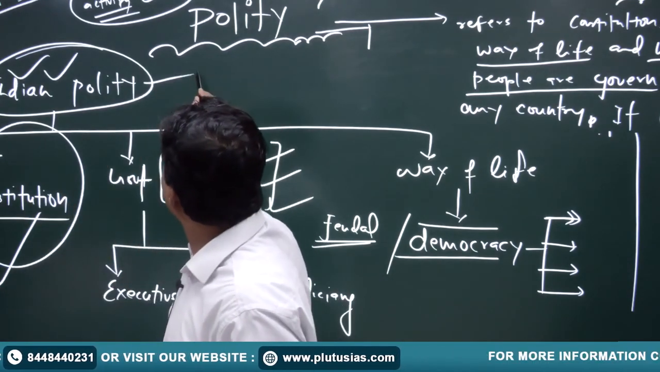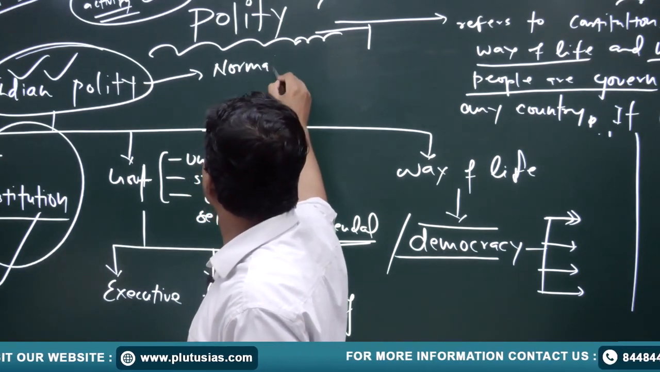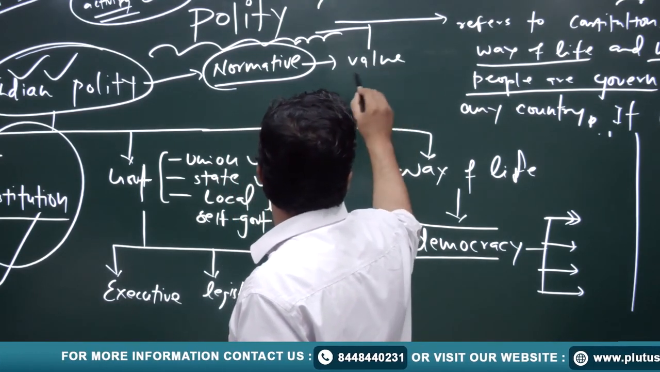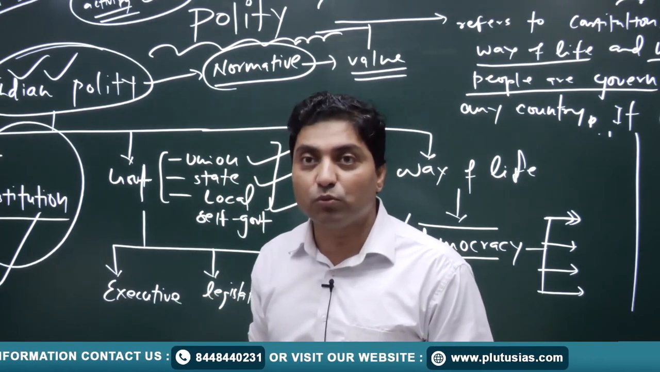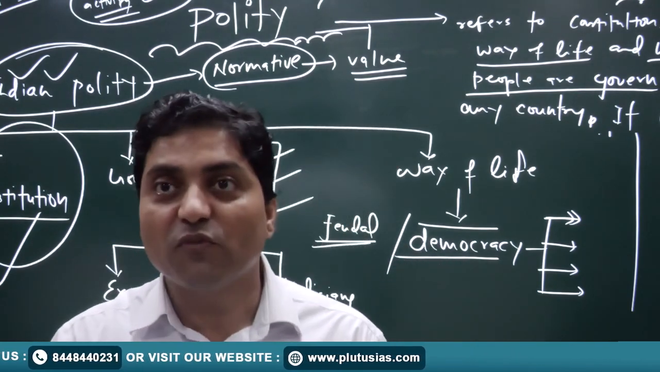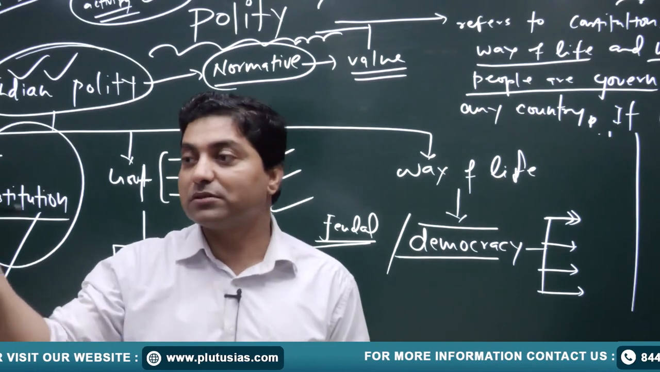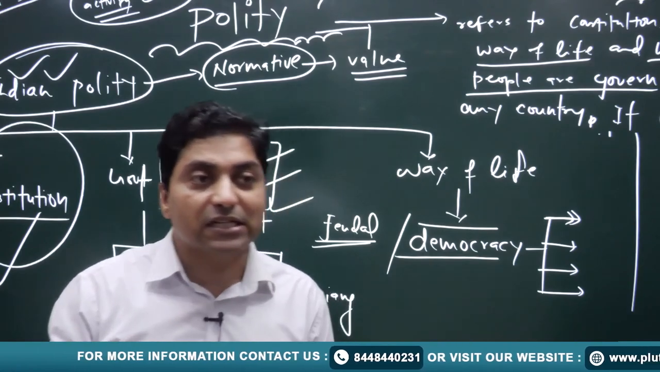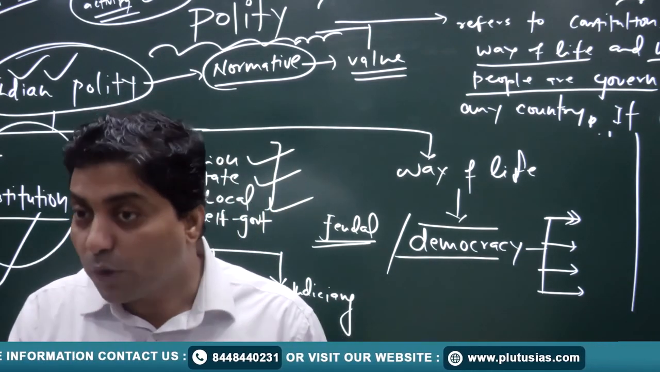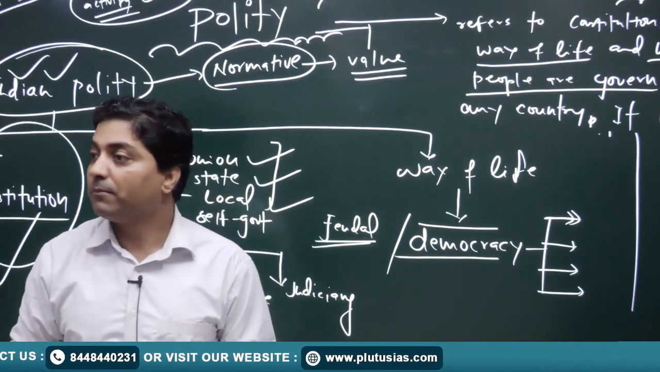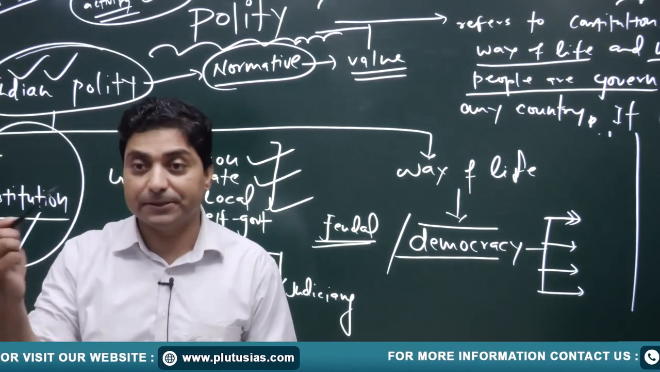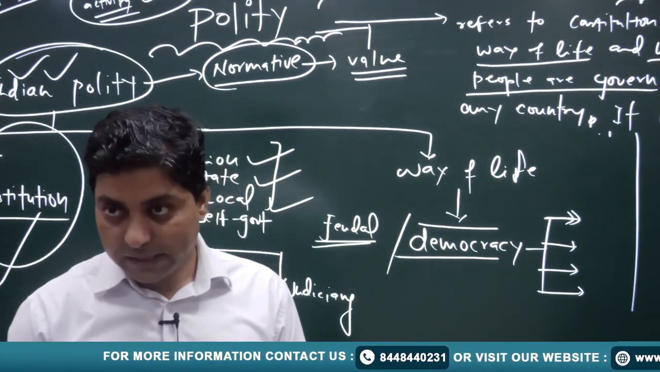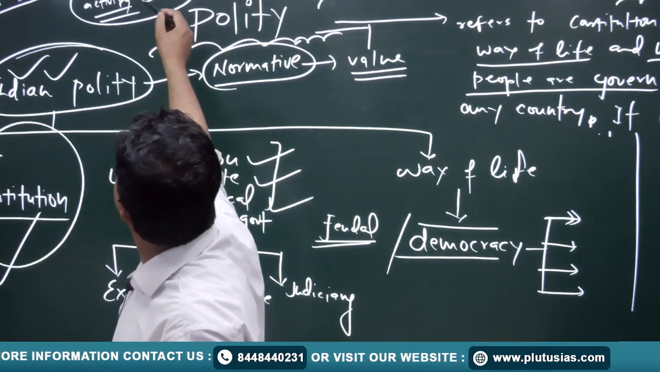So polity is, you know, normative. You know what normative means? Normative means it is loaded with value. Now you will ask, sir, what is value? You are just spreading big words. Now value means the polity is concerned about justice, right? Polity is concerned about freedom. Polity is concerned about equality, justice, liberty, right? Polity is concerned about fraternity, right? Making sense? But politics is, yeah.